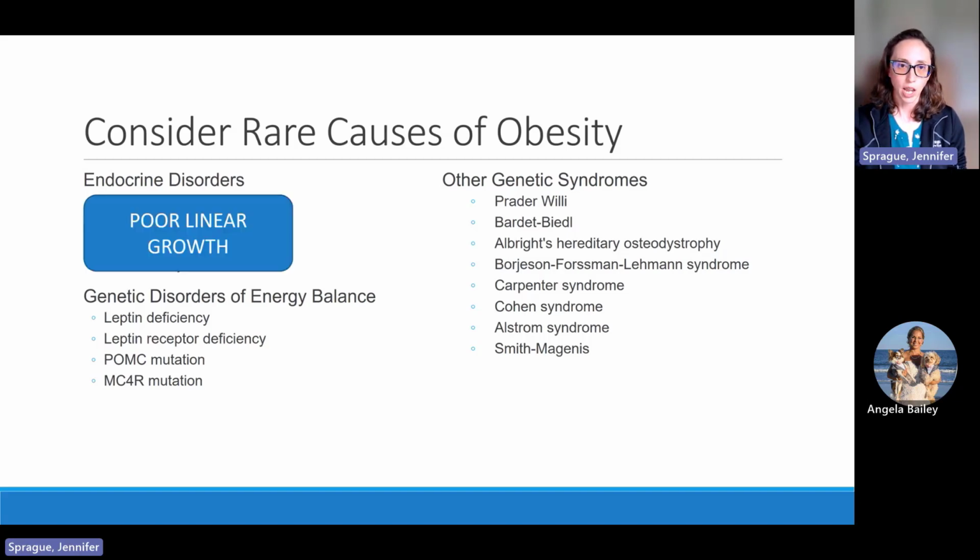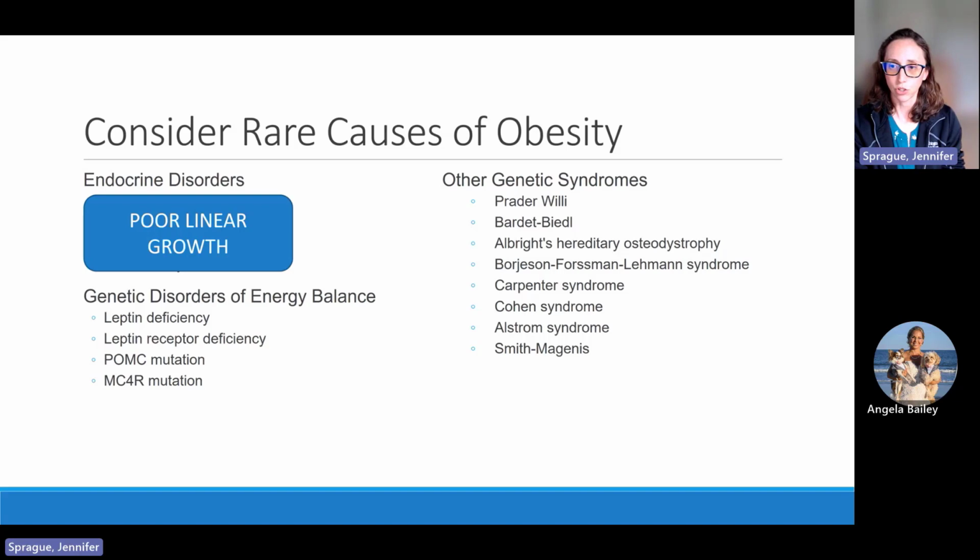In general, endocrine disorders present with poor linear growth. So most of these patients will have a linear growth slowing, and they may have short stature. But endocrine disorders are the cause of obesity in less than 1% of pediatric obesity.